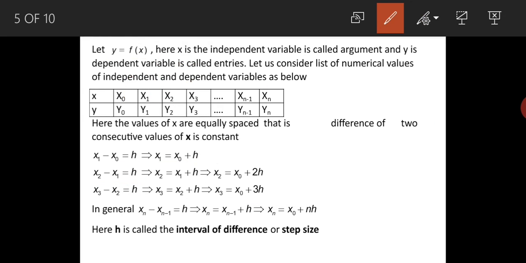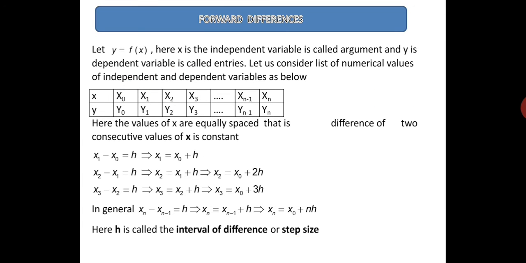So what is this h? H is called the interval of difference, or we can say step size. That is, h is the difference between two consecutive values. They are called the interval of difference or step size.